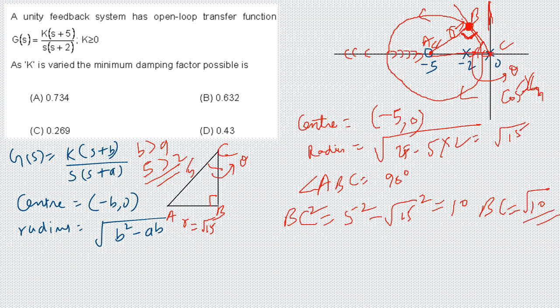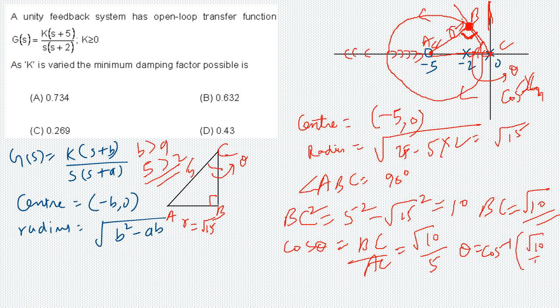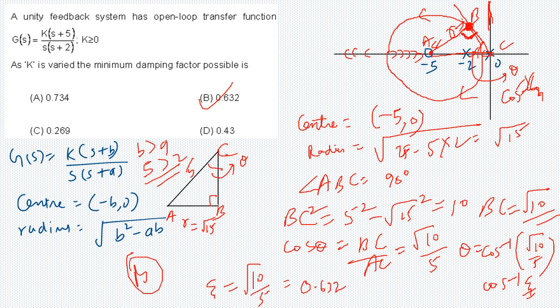Now once you have BC, you can use cos theta equal to BC over AC. In this triangle, cos theta is equal to BC over AC, which is root 10 over 5, since AC is 5. So theta is cos inverse of root 10 by 5. I already told you that theta is cos inverse of zeta, so comparing, we get zeta equal to root 10 by 5. If you calculate this, it comes out to be 0.632. So option B is the correct option for this question. This is how you need to proceed for this kind of question. Thanks for watching.